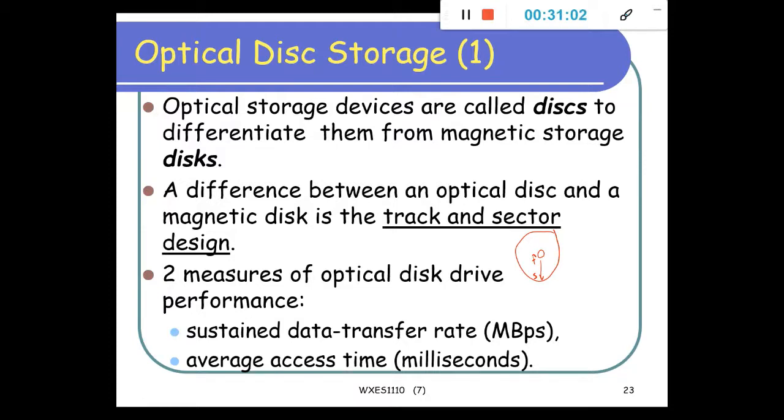Sustained data transfer rate is measured in megabytes per second. It is the speed at which data is read from the disk. It matters for applications that require sequential access, like audio playback. The average access time is important for applications that retrieve data that is not stored sequentially, like random access, like a dictionary. Access time is the average time required to move the head to a specific place on the disk, in milliseconds.